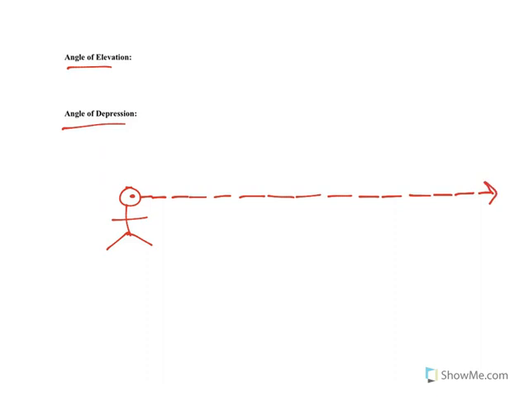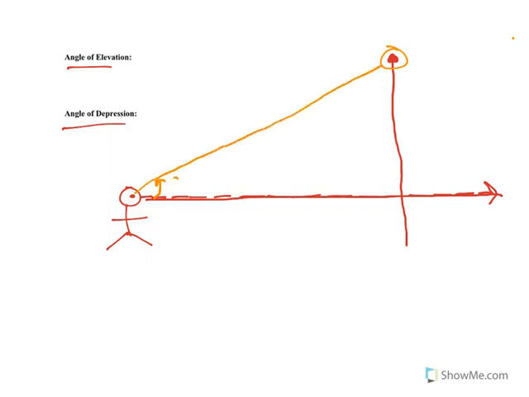So if we have a horizontal line of sight that extends out forever, and let's say we're looking up at an object, maybe a flagpole. If we were looking straight out, this would be our horizontal line of sight. If we wanted to look up and see the top of the flagpole, we're going to need to change the angle that we look at. So that would be the angle of elevation. We'll call it theta for whatever that angle is. So angle of elevation is when you're looking up at something off of your horizontal line of sight.